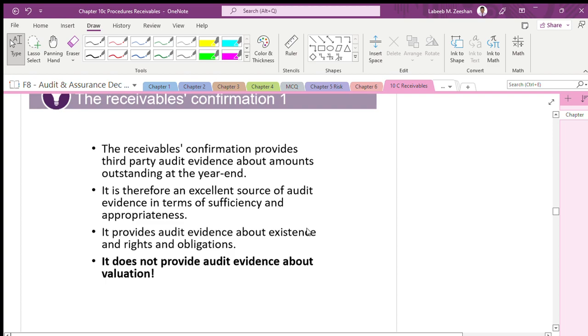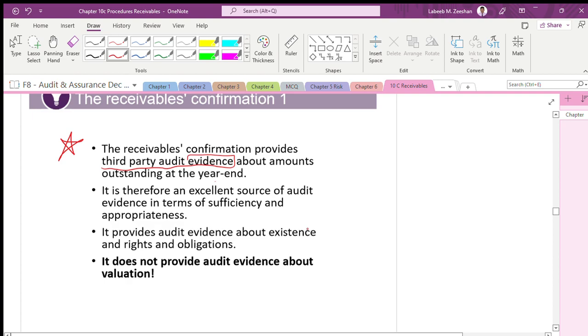When we are talking about confirmation, it is very important that you get it in writing. Return confirmation is very important, not oral confirmation. Understand the point? If you get receivables confirmations from the third party, it is evidence about the amounts which have been outstanding. What is the amount outstanding?